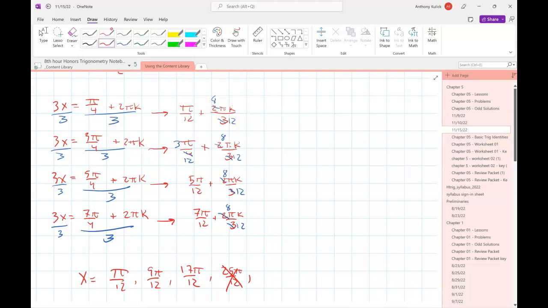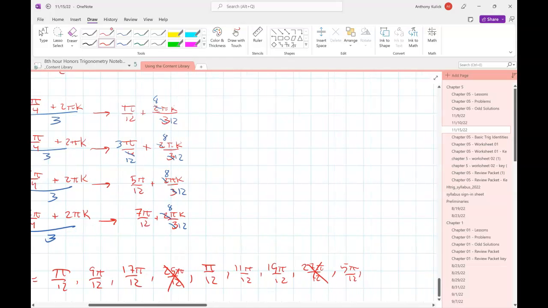So I have 3 pi over 12, or pi over 4. If I add 8 pi over 12 to that, I get 11 pi over 12. If I add it again, I'm going to get 19 pi over 12. If I add it again, I'm going to get 27 pi over 12. That's bigger than 2 pi. Done with that one. Then we have 5 pi over 12.